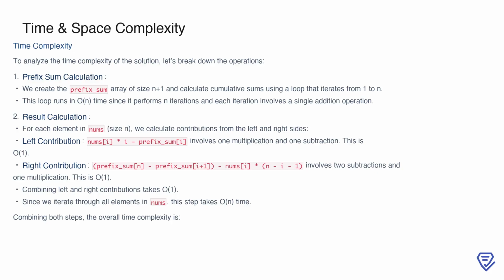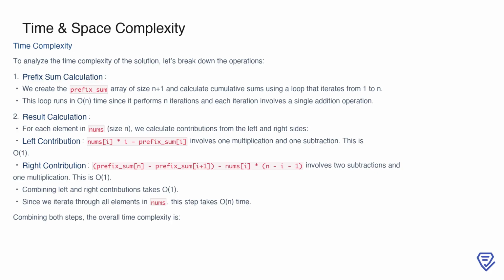Next, we focus on the result calculation. For each element in nums, we compute contributions from the left and right sides. The left contribution requires one multiplication and one subtraction, both of which take constant time, or O(1). Similarly, the right contribution involves two subtractions and one multiplication, so this step is also O(1). Since we process each of the n elements in nums exactly once, the result calculation also runs in O(n) time.